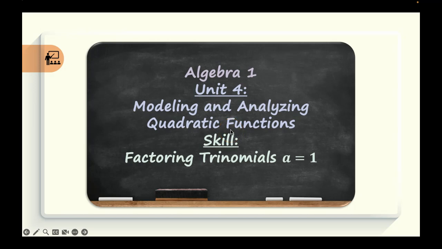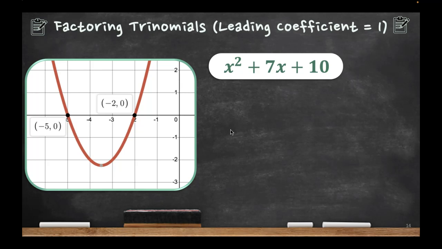Hey, how's it going? So we'll be looking at factoring trinomials when a is equal to 1. When I say a is equal to 1, I'm talking about the leading coefficient. The leading coefficient is the coefficient for the term with the largest exponent. The largest exponent in this polynomial here is 2. The coefficient for that term is 1.